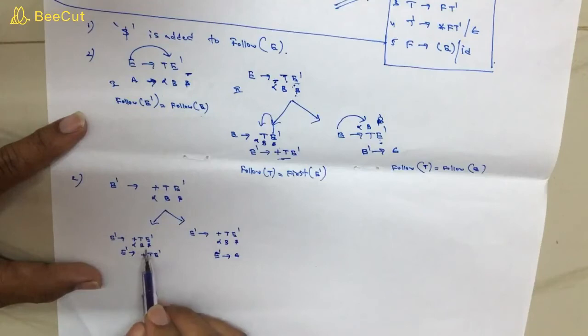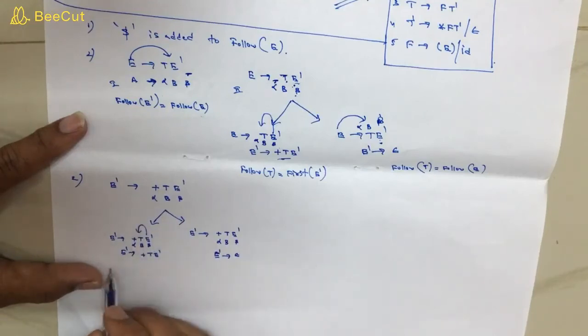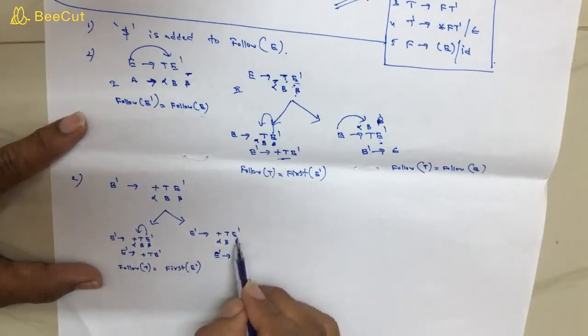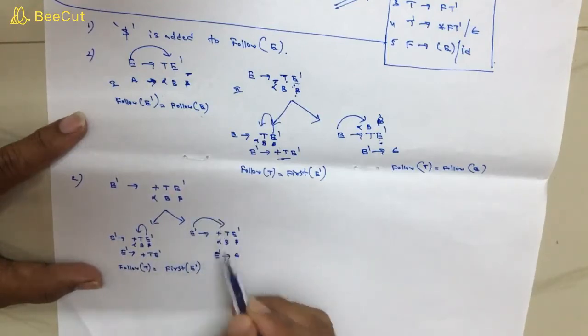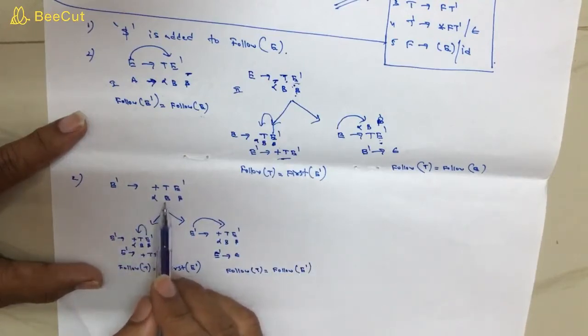In the first case, if beta is not an epsilon, then find the first of E dash and add it to the follow of T. So follow of T contains the first symbols of E dash. In the second case, if beta, that is E dash, is an epsilon, then follow of E dash is added to follow of T. That is, follow of T is equal to follow of E dash. Here we are assuming that B is a T.